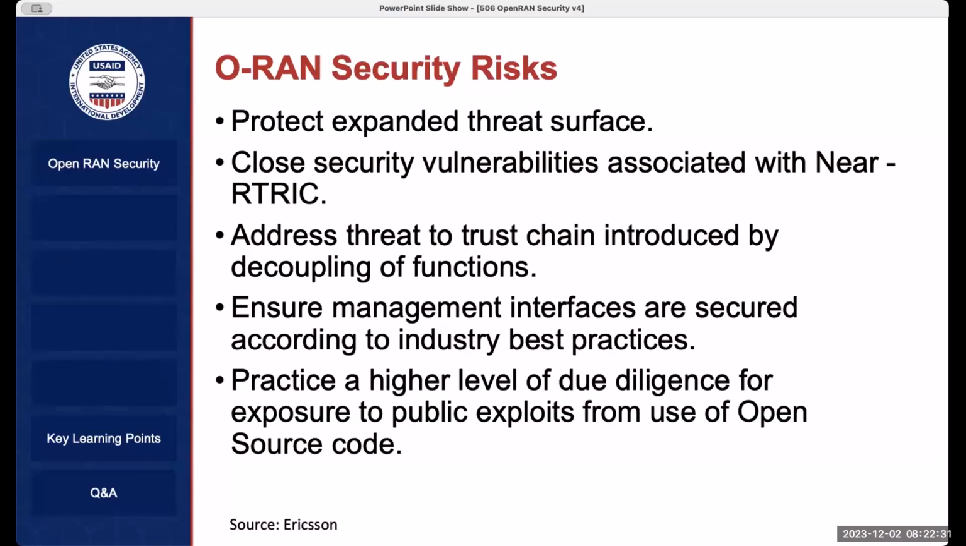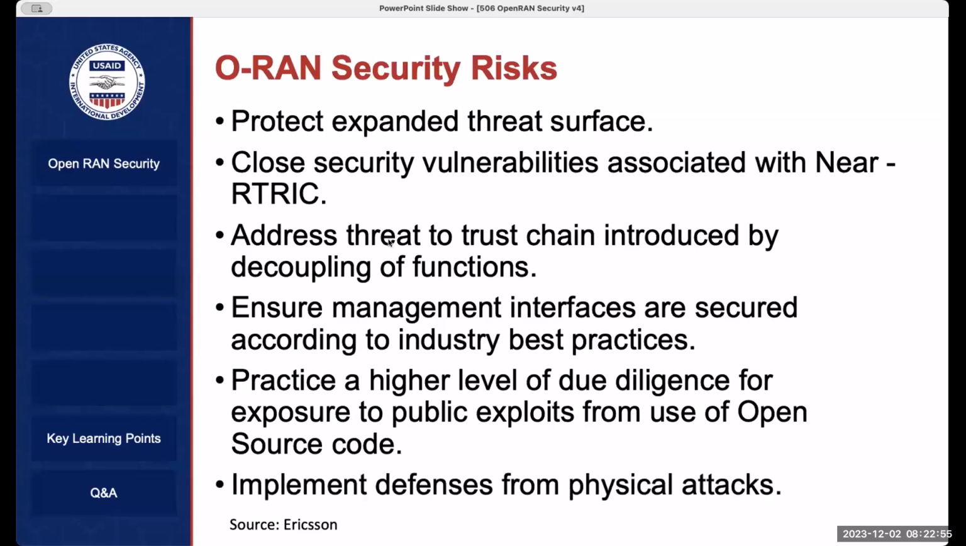On which software do you have Log4j, what version, and are they affected? So everyone's on the watch list. Again, even major vendors like VMware weren't aware that some of their major systems were using Log4j as their logging mechanism. And then of course, implement defenses from physical attacks.